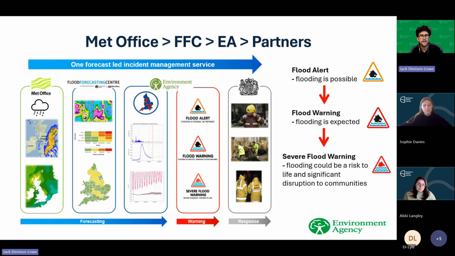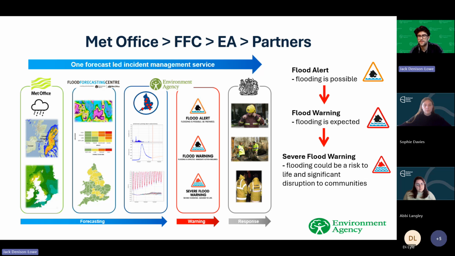So the final thing to touch on here is a little overview of our 3 levels of flood alerting. So you'll hopefully all be familiar with our flood alerts and flood warnings. So the lowest level is a flood alert, and that we use to inform people that flooding is possible. So that's usually flooding of low-lying land, maybe some roads, footpaths, some farmland.